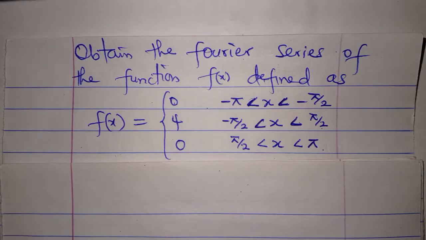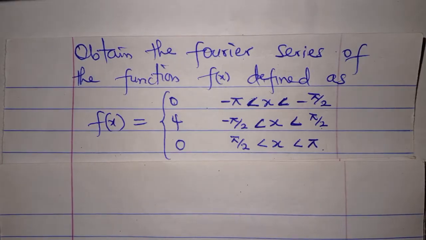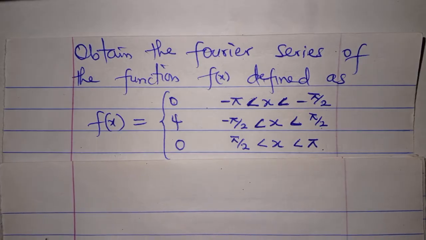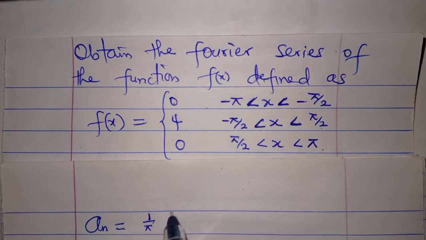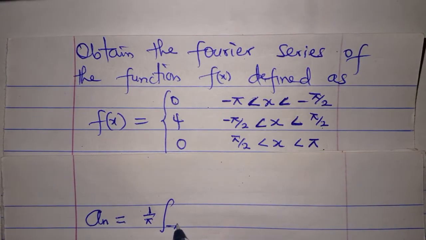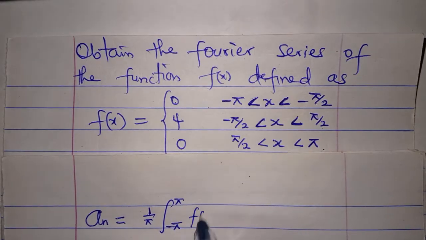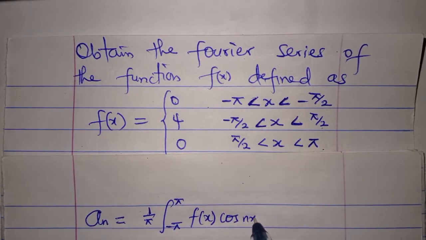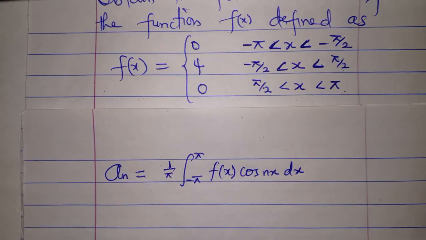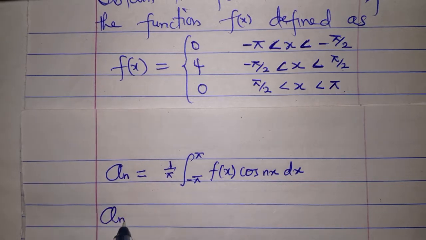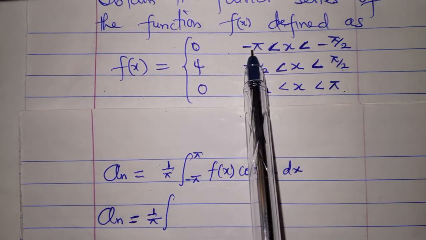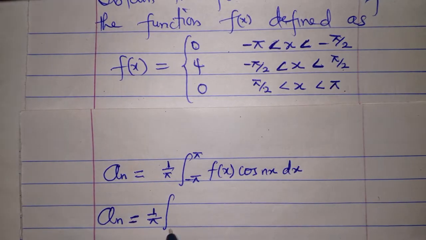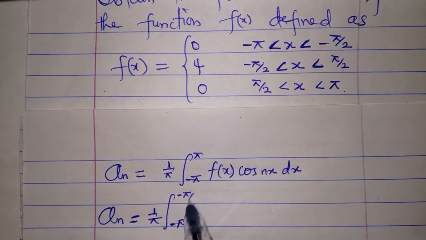Having gotten a naught, let us now get a sub n and b sub n. Let's go with a sub n first. Remember that generally a sub n is 1 over pi times the integral from negative pi to positive pi of f of x cos nx dx. So for this periodic function, what is a sub n? A sub n is equal to 1 over pi times the integral from negative pi to negative pi over 2.